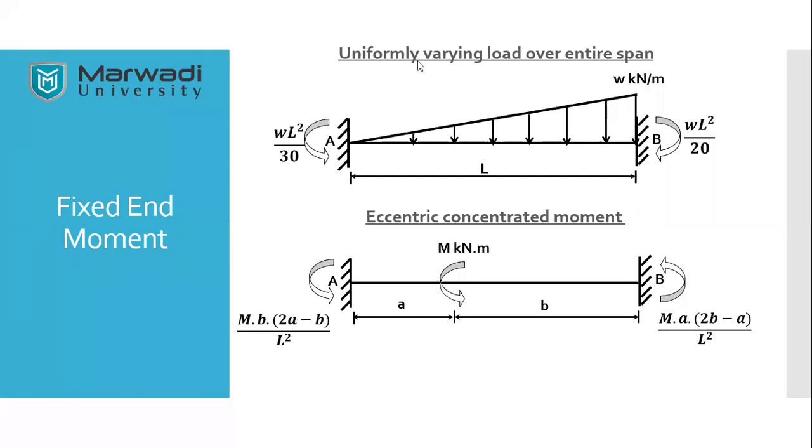So the direction will be in such a fashion. Suppose if this is clockwise, this also will be clockwise, and this also will be clockwise. So when a concentrated moment acts in a clockwise direction, the fixed end moments generated at both the ends will be clockwise. Is that clear? And these are the formulas of the moments. So again, I'm giving you 1 minute. You may copy it down.